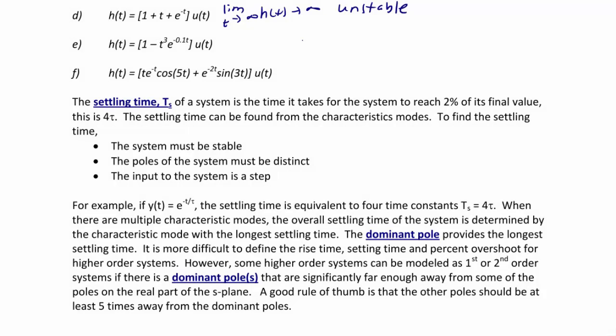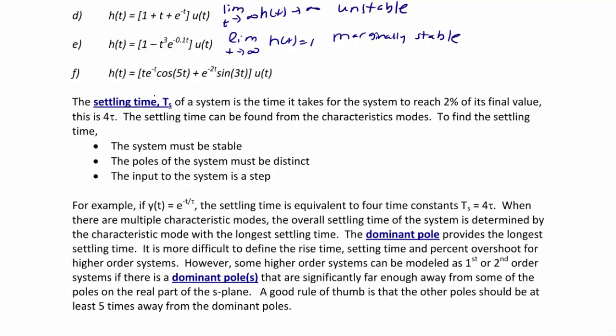What about h(t) equal to (1 - t^3 e^(-0.1t)) u(t)? Now this one is a little interesting because of the t^3 e^(-0.1t). The general rule that we're going to use for this is that e^(-0.1t) will die off faster than t^3 will grow. So the limit as t goes to infinity of h(t) is equal to 1. So we say that this one is marginally stable.